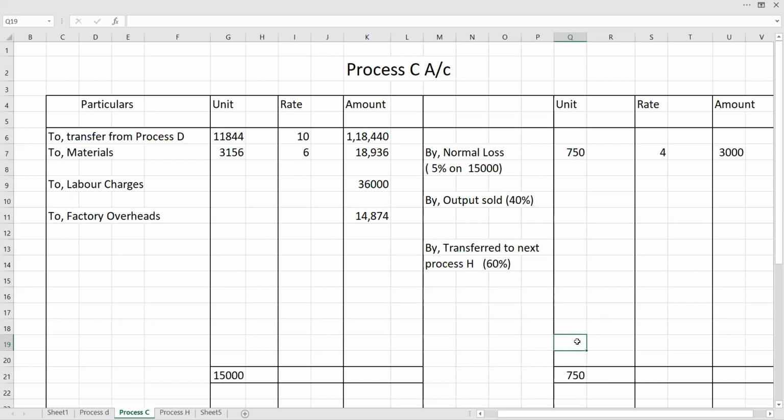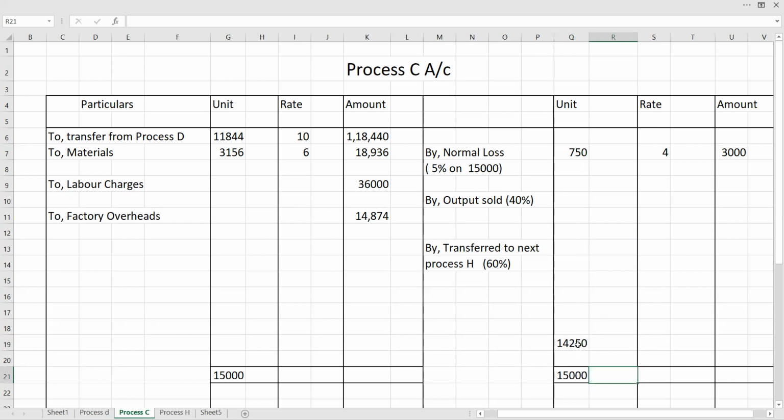So how much the difference is? 15,000 minus 750, and the difference is 14,250. डिफरन्स येतोय 14,250. आता हा जो डिफरन्स आहे यातला 40% अमाऊंट सेलमध्ये दाखवायची अँड 60% अमाऊंट ट्रान्सफर करायचे नेक्स्ट प्रोसेसला.